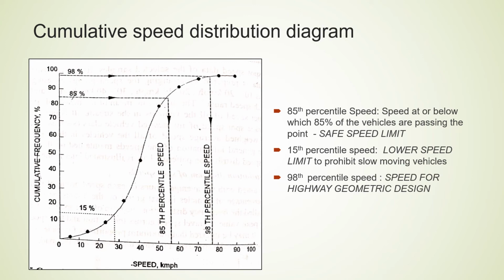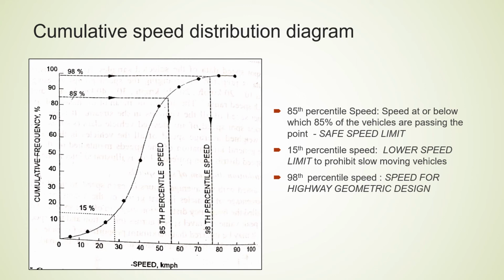The drivers exceeding 85th percentile speed are usually considered to drive faster than the safe speed under existing conditions, and hence this speed is adopted as the safe speed at the zone. Therefore, if you are asked to design a speed limit regulation sign at a particular area of concern like an accident spot, spot speed studies are conducted and different periods of the day are evaluated. The cumulative speed distribution diagram is drawn, and your 85th percentile speed is reported as your upper speed limit or the safe limit.